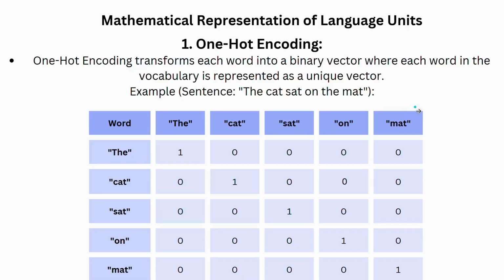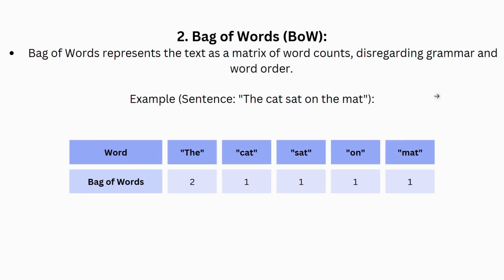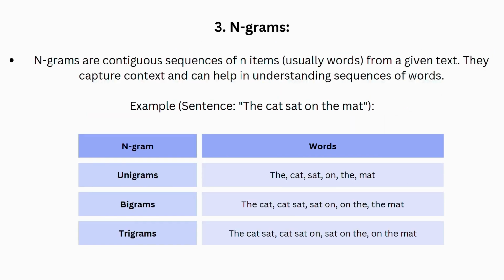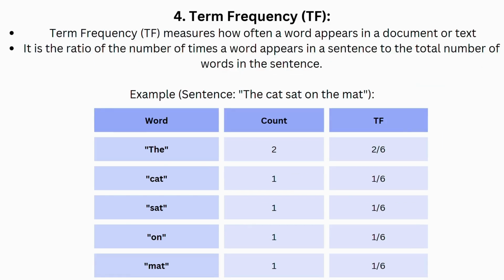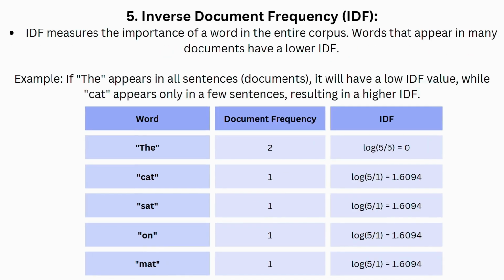Next, we discuss mathematical representation of language units: one hot encoding, bag of words, n-grams, term frequency, inverse document frequency.